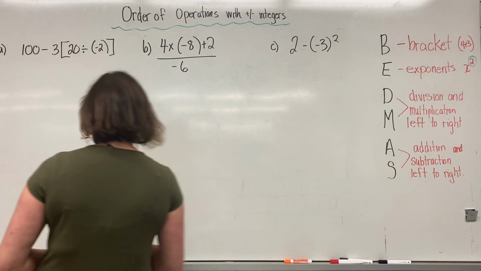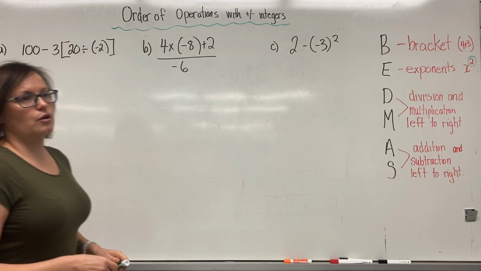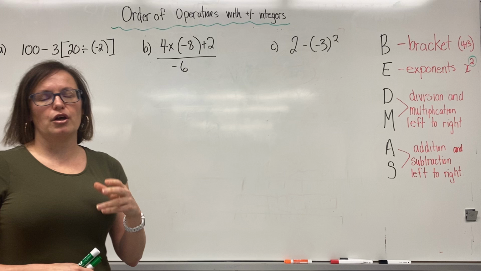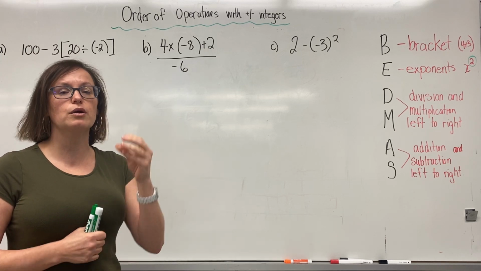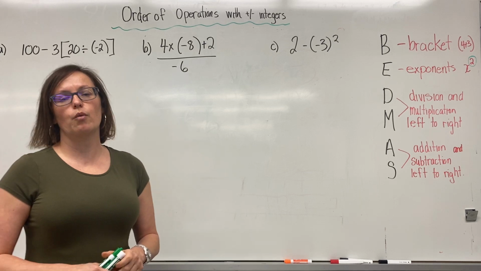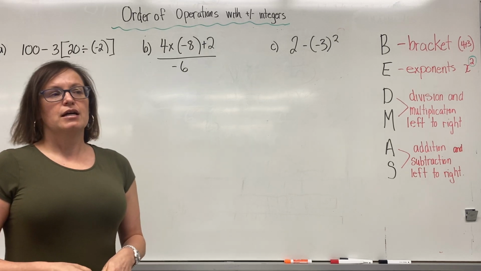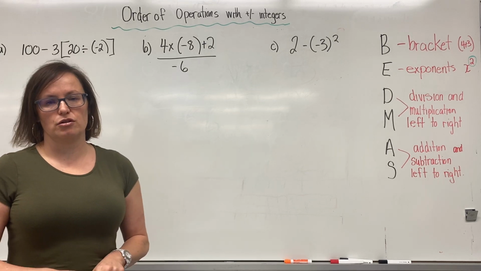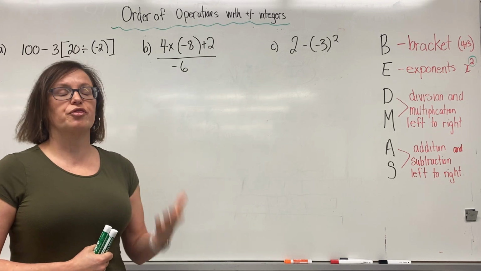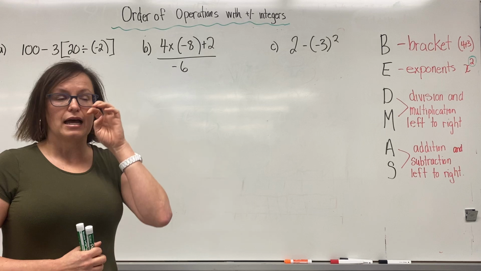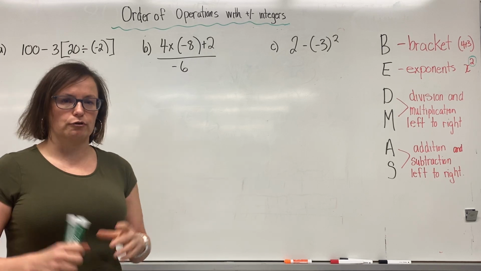All right, so let's get into the equations. First, when you're doing order of operations, especially with positive and negative integers, you really want to look at the equation and think about what's being asked. One of the misconceptions that students have is they confuse the operation symbol of subtraction with the negative integer symbol. And we'll talk about ways to avoid that and look out for it.